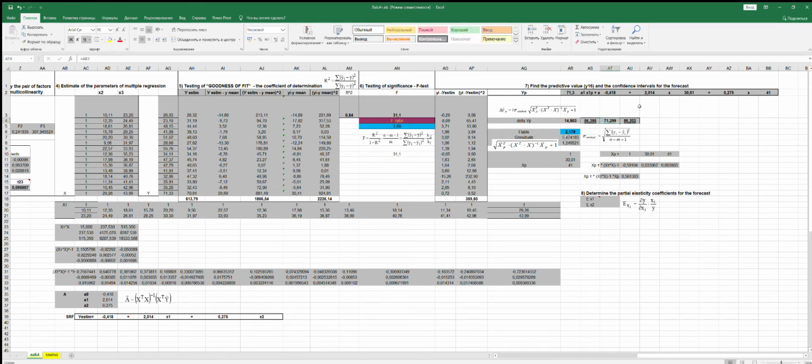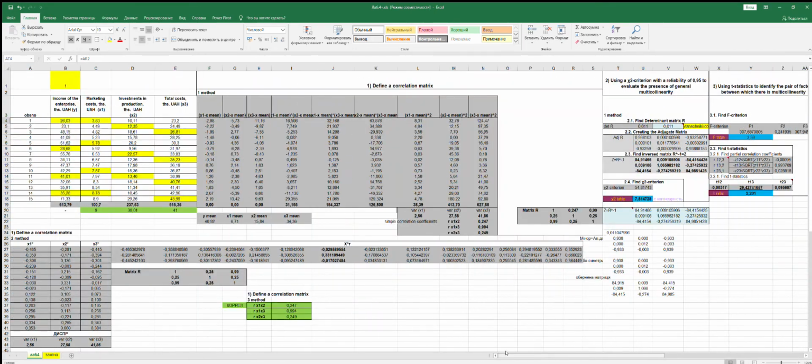Good. So we can say that with a probability of 95%, our predicted value of y will lie between 56 and 86 thousand UR.